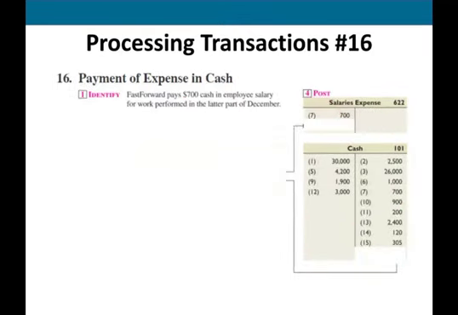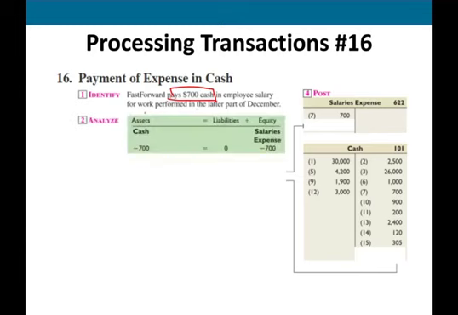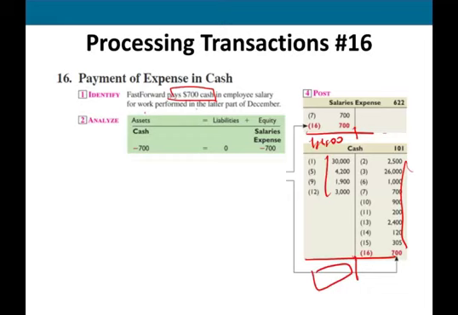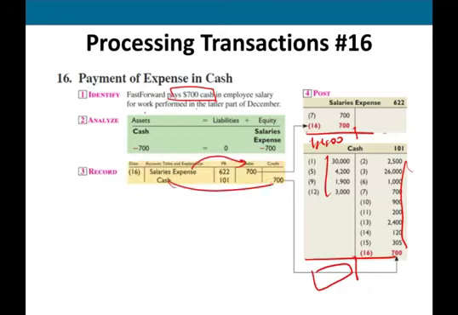Payment of more expenses in cash. Paid $700 cash in employee salary for work performed in the later part of December. I paid cash, cash will go down. For an expense, expense goes up. Expense takes a debit. Now my salaries expense so far is 1,400, and I paid in cash. Cash will go down once again. If I add up all my debits, subtract my credits, the balance in cash will be a debit. So I debit expense, credit cash.